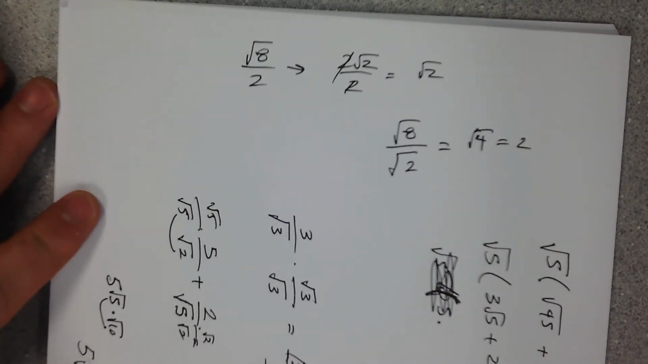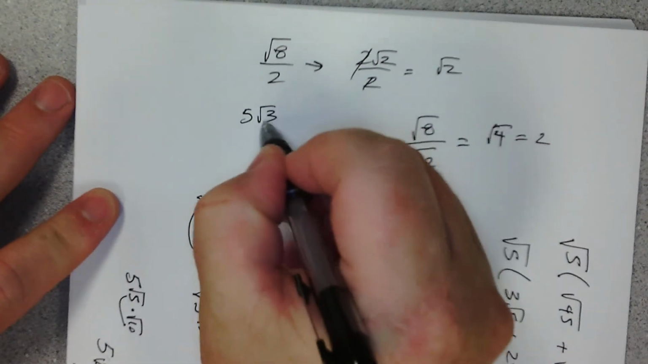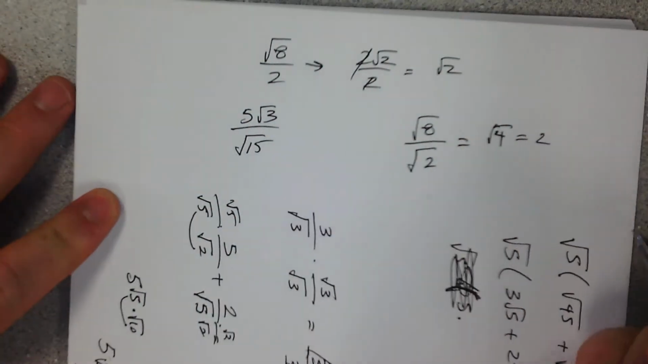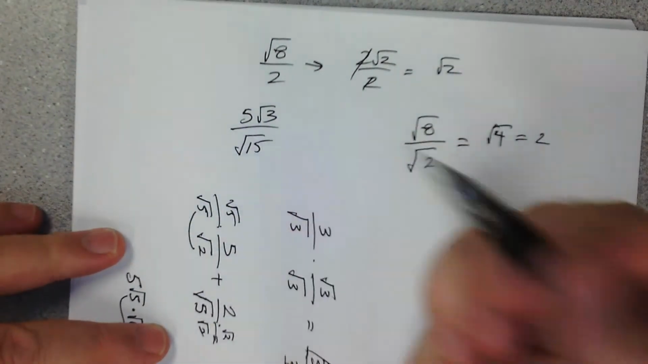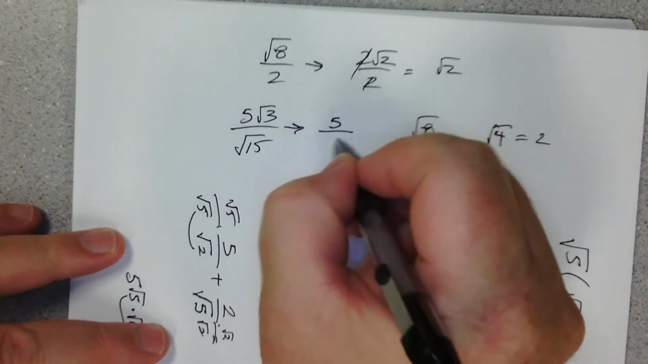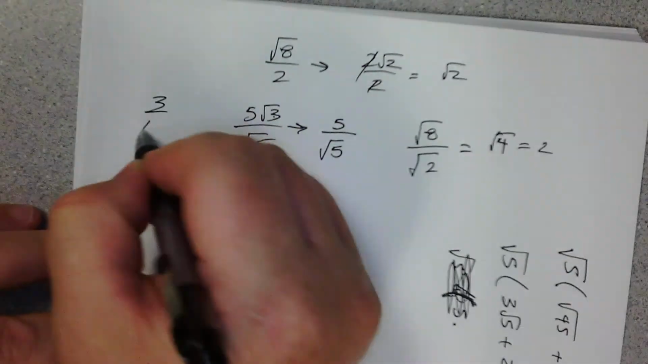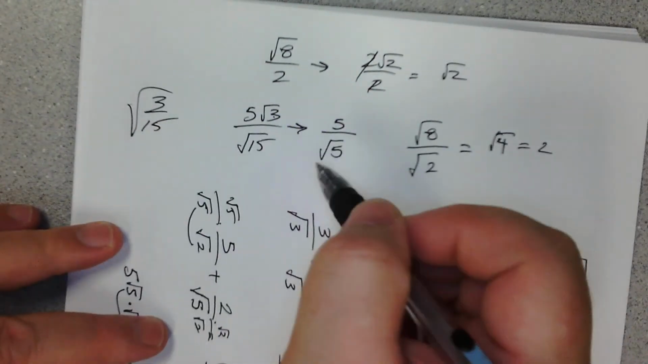Almost done. Let's see. We got 2 problems left. We've got 5 square root of 3 divided by the square root of 15. Okay, we can reduce this. You should reduce before you rationalize the denominator. So that's going to be 5 over the square root of 5, right? Because 3/15 is 1/5, right?